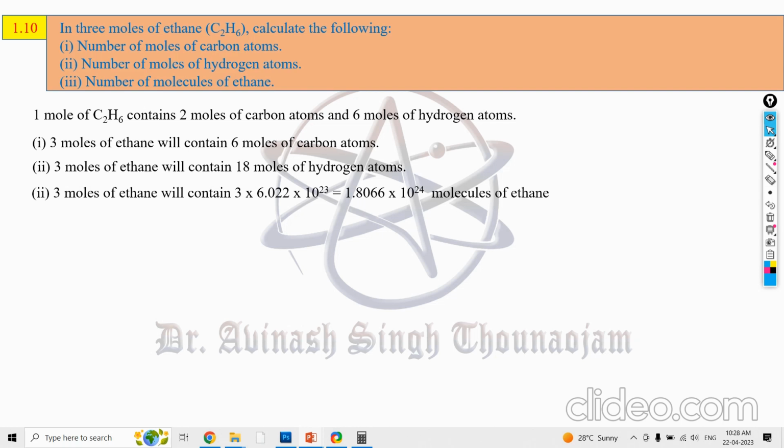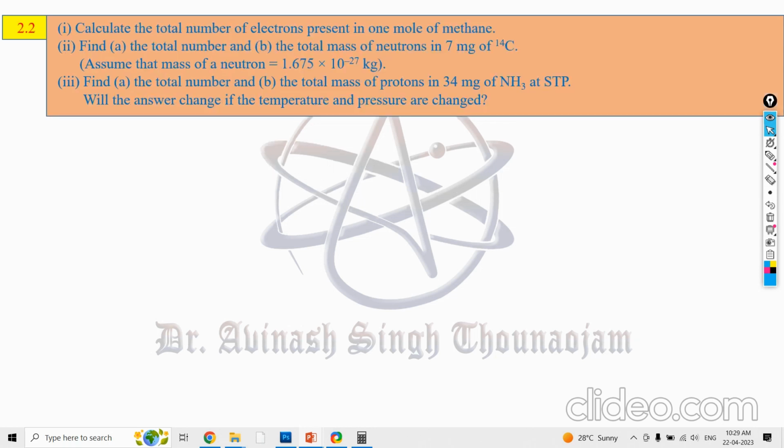If your sample is gas, the volume depends on pressure and temperature, and that is why the definition of the mole through the volume of gas at STP is taught in class. Okay, let's solve this numerical.